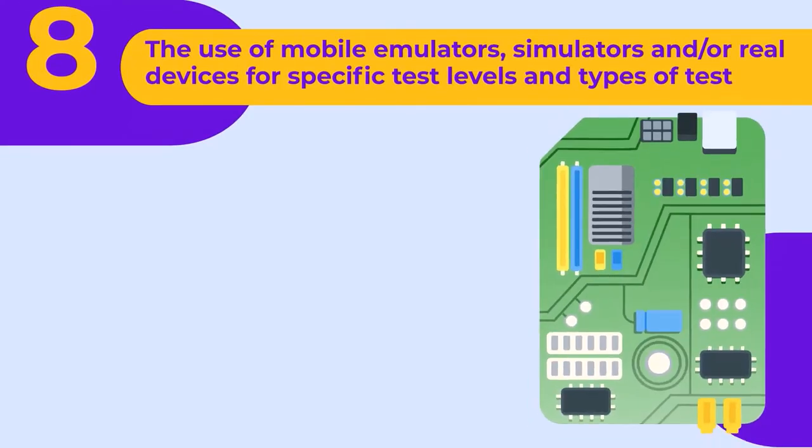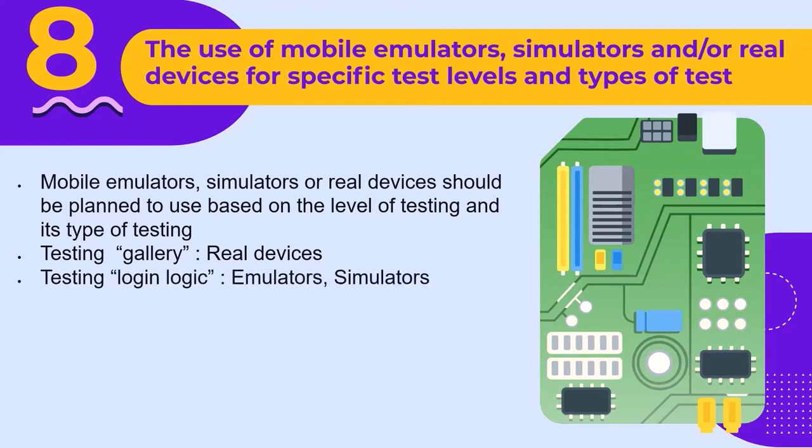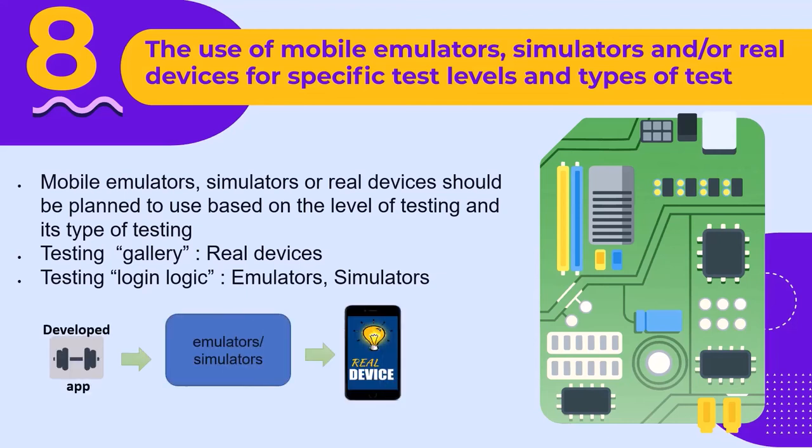The eighth risk is the use of mobile emulators, simulators, and/or real devices for specific test levels and types of test. Mobile emulators, simulators, or real devices should be planned for use based on the level of testing and its type. Suppose I am doing photo gallery testing. This will require real devices. While testing login, emulators and simulators may work well. Use of mobile emulators or simulators can be in the early stages of development, followed by real devices in later stages.